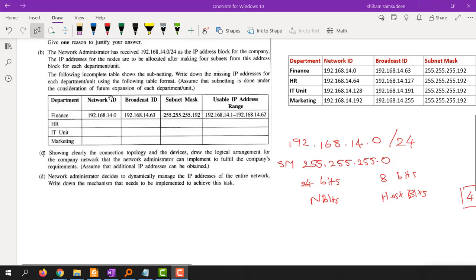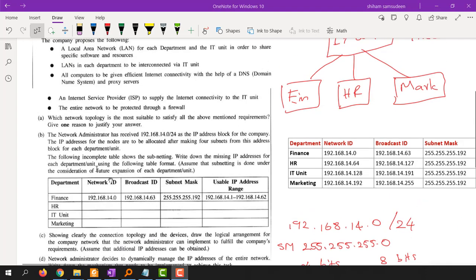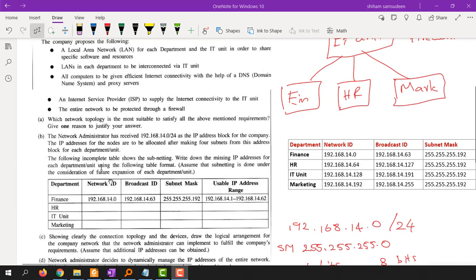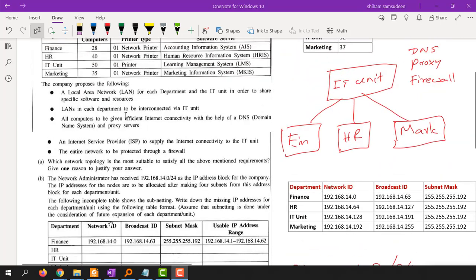Okay, let's look at question section C, showing clearly the connection topology and the devices. Draw the logical arrangement for the company network that the network administrator can implement to fulfill the company's requirements, right? So the company's requirements, we know, for finance, 28 computers and a network printer and AIS. So HR has this configuration, IT has this, and the marketing, right?